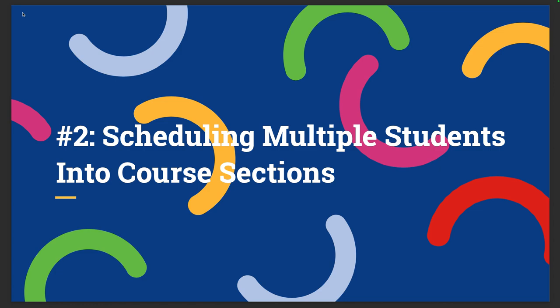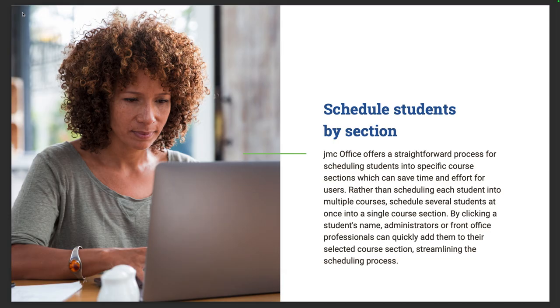All right, so we'll talk about scheduling multiple students into course sections now. The first step was scheduling a single student. So now we'll talk about scheduling multiple students into course sections. JMC Office offers a straightforward process for scheduling students into specific course sections, which can save time and effort for users. Rather than scheduling each student into multiple courses, schedule several students at once into a single course section. By clicking a student's name, administrators or front office professionals can quickly add them to their selected course section, streamlining the schedule process.